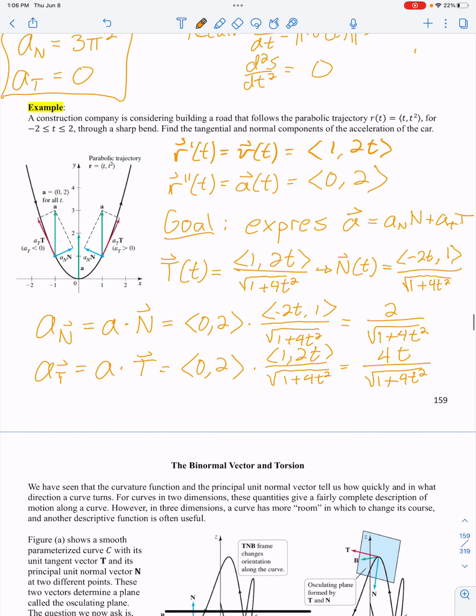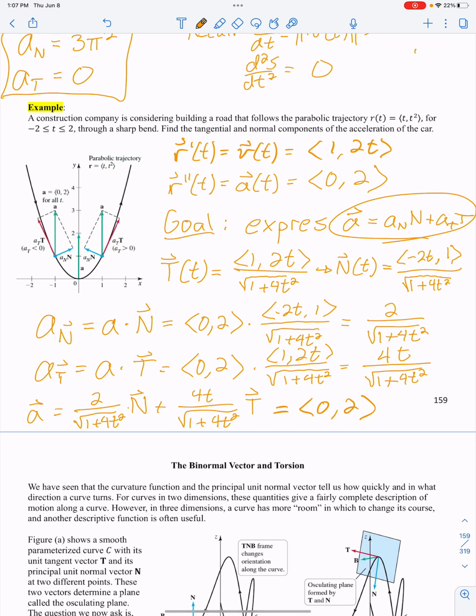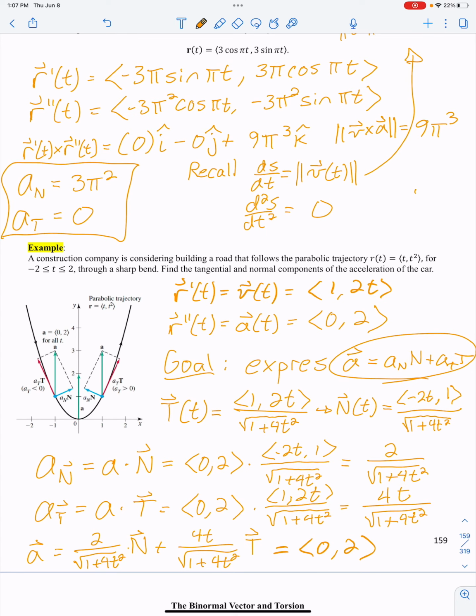You can check this. We know that a is a sub n times N plus a sub t times T, so I could just throw those in: 2 over the square root of 1 plus 4t squared times the N vector, plus 4t over the square root of 1 plus 4t squared times the T vector. You could plug in N and T and make sure it works out to get 0, 2. That would be a good check. So this is how we take some acceleration vector and break it down into its components. But remember, it doesn't make sense to say x or y, because that acceleration vector is not always going to be pointing in a way to grab x and y. It has components, but they are components in the direction of tangent vectors and normal vectors.